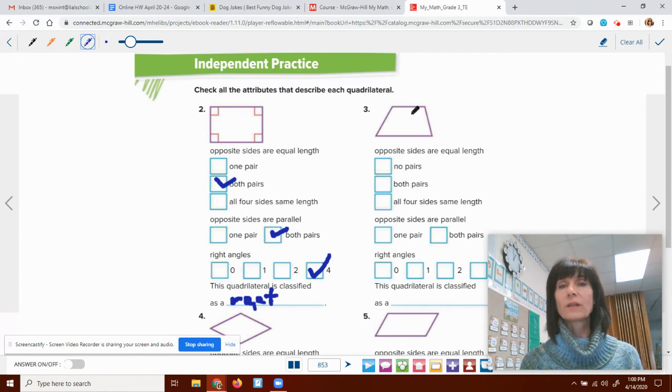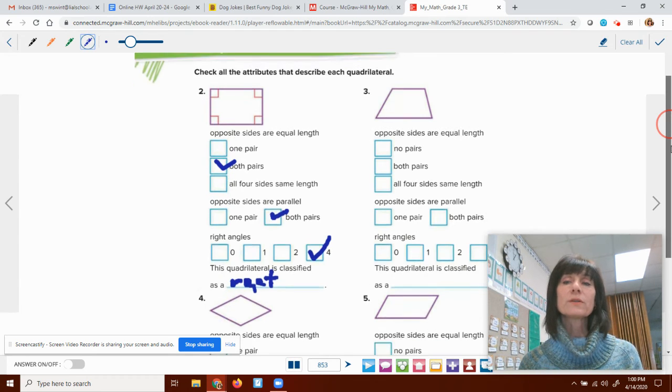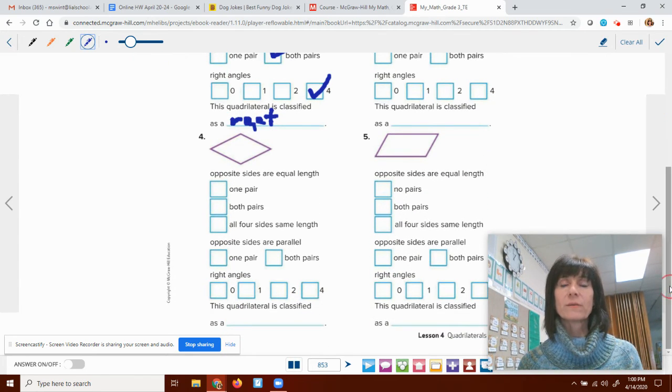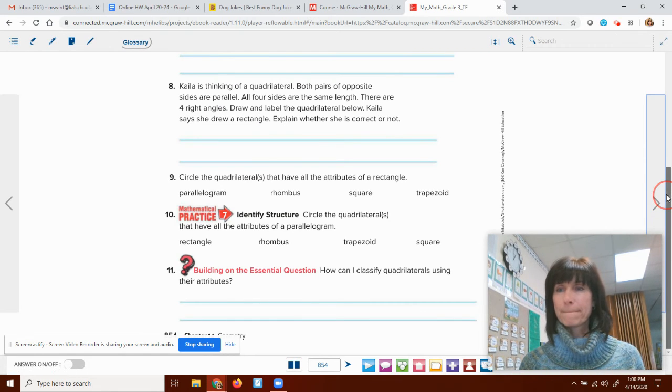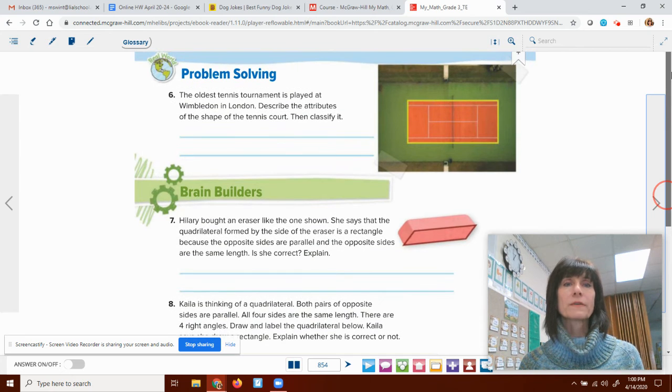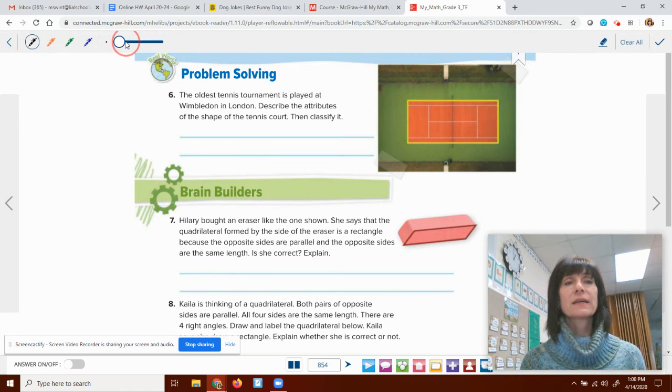I'm going to let you classify the next. I think when you do it yourself, you have to think a little bit more. Let's go on to the next page. For problem solving, we have this. The Otis tennis tournament is played at Wimbledon in London. Describe the attributes of the shape of the tennis court and then classify this. Again, they want you to tell me about the angles, tell me about the sides, tell me if they're parallel. My brain builder is this.